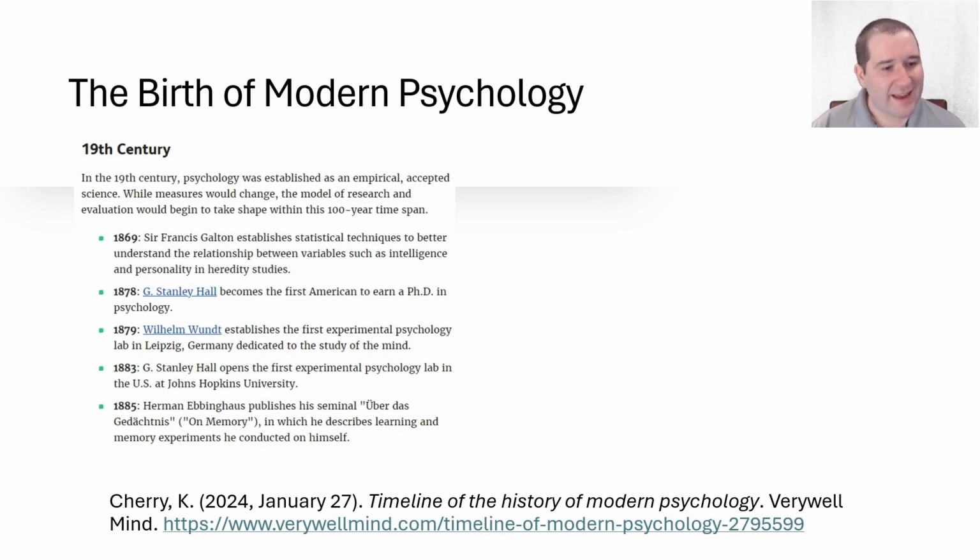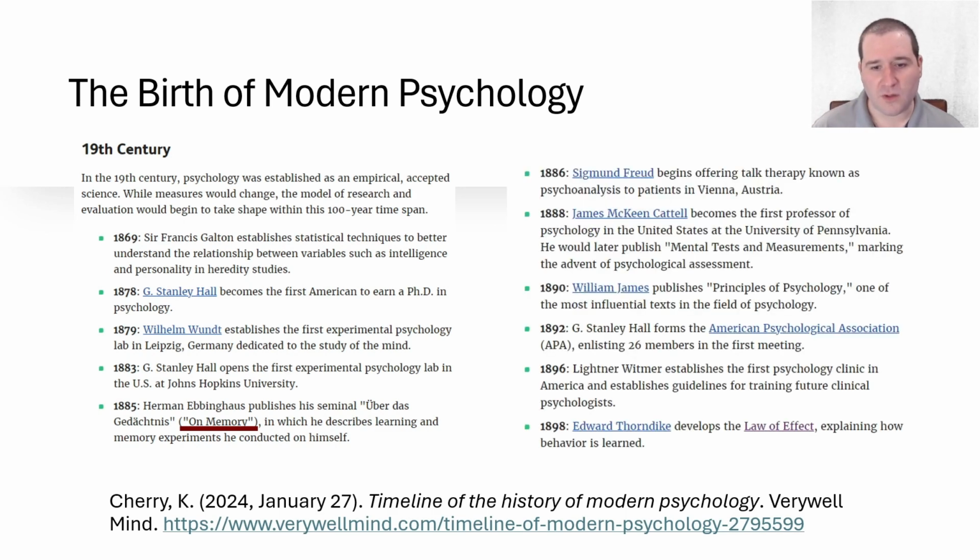As early as 1885, we see Hermann Ebbinghaus's seminal work on memory. Okay, this is really fascinating. We'll look into this today a little bit, but he describes learning and memory, and he does all these experiments to test how long he retains different information. Okay, really fascinating stuff, but kind of one of the first big experiments on learning itself.